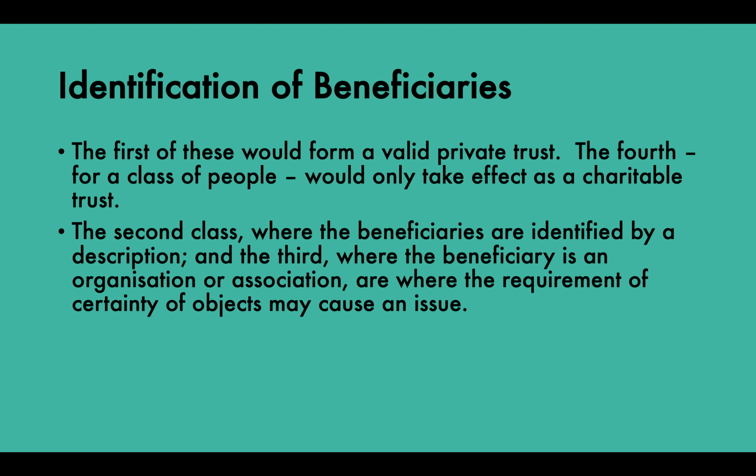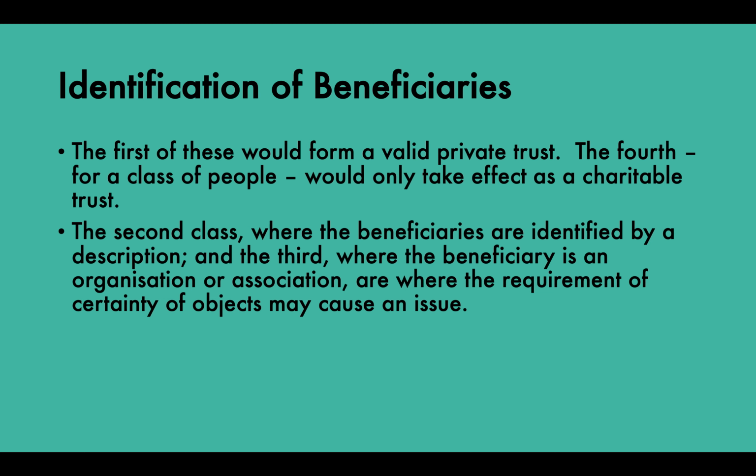So even though the beneficiaries aren't exactly clear in the fourth one, it would be possible to create a trust as a charitable trust. And this is something that we're going to look at completely separately in another video when I talk about charitable trusts. This is really where the object of a charitable trust is a general class of people. Now the second class, where the beneficiaries are identified by a description, and the third, where the beneficiary is an organisation or association, are where the requirements of certainty of objects may cause a particular issue. So these are the ones that we mostly need to focus on.